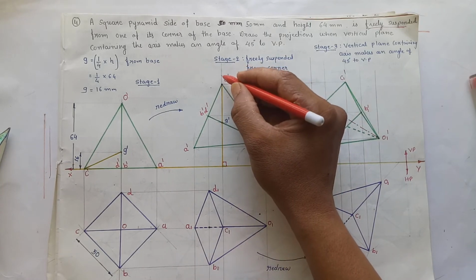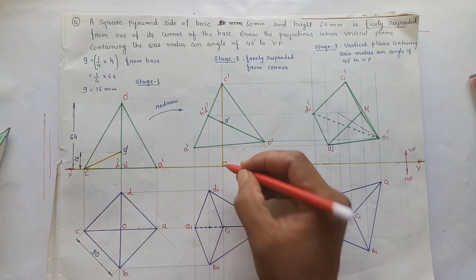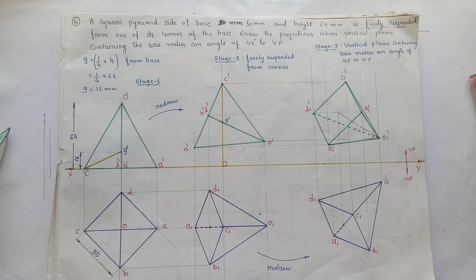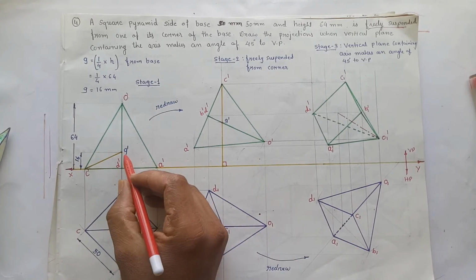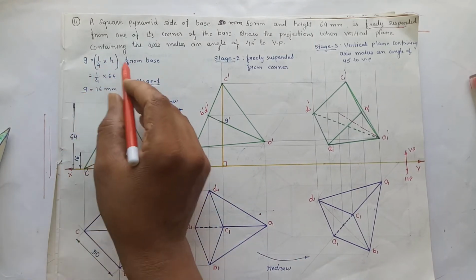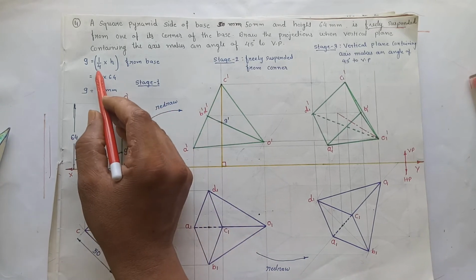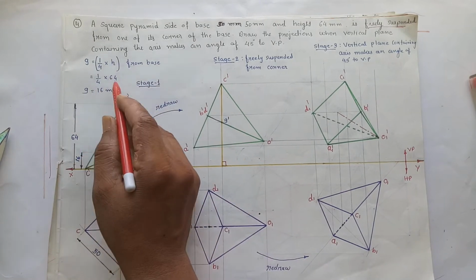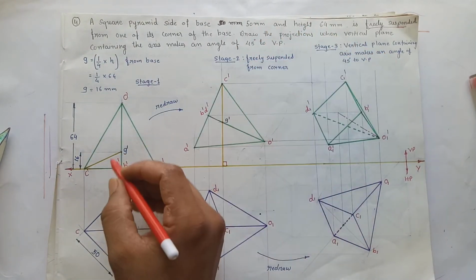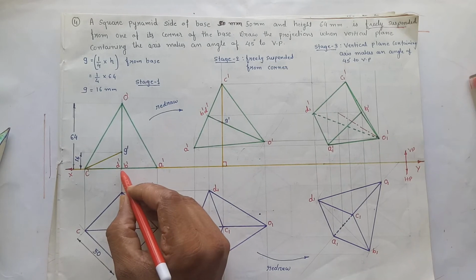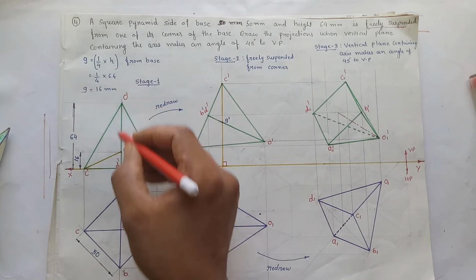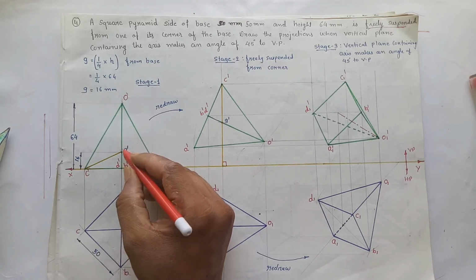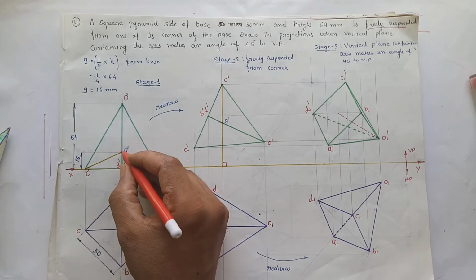Let us mark C dash and draw a line perpendicular to the xy line from C dash. Now first of all, in this figure, mark the center of gravity G dash. So this is the equation to find the center of gravity of the pyramid: 1/4 into h from the base. That means from the base, 1/4 into 64, which is our exercise. So it is equal to 16 mm from the base. So mark on the line of the axis the center of gravity 16 mm from the base. So mark the G dash.